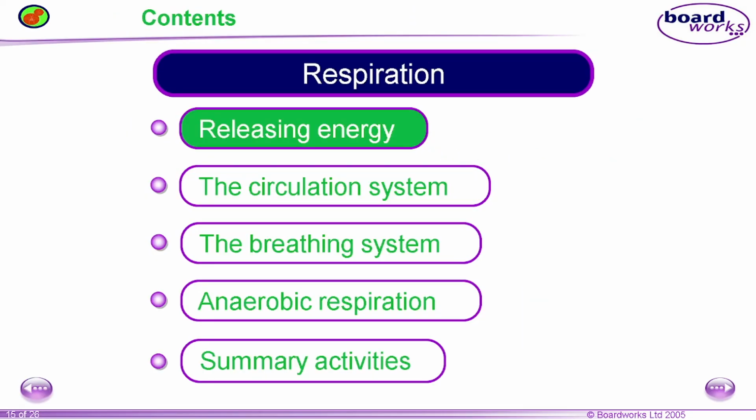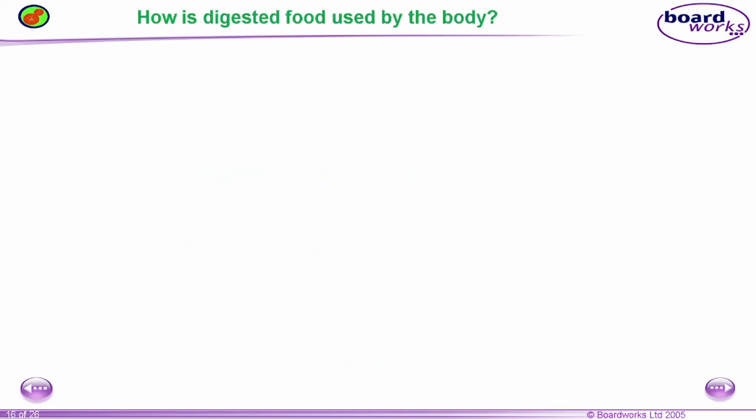So we're going to start off by explaining how respiration and its releasing of energy, the circulation system, the breathing system, anaerobic respiration, and summary activities all overlap with respiration and are all part of the topic. Now, I'm not sure why aerobic respiration is included on here. But anyways, how is food used by the body?